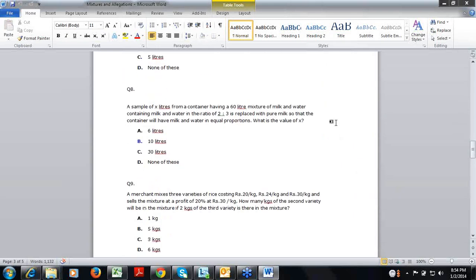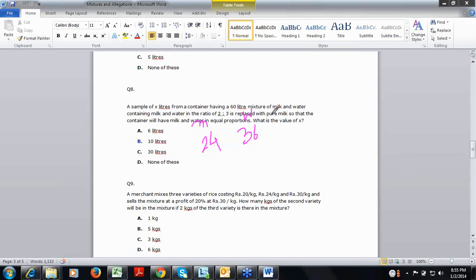Question number 8. A sample of X liters from a container having a 60-liter mixture of milk and water containing milk and water in the ratio of 2:3 is replaced with pure milk such that the container will have milk and water in equal proportion. See, 60-liter mixture, milk and water are now 24 and 36 currently. So it is written 2:3, that means 24 is milk, 36 is water.